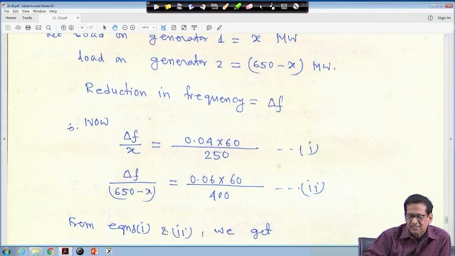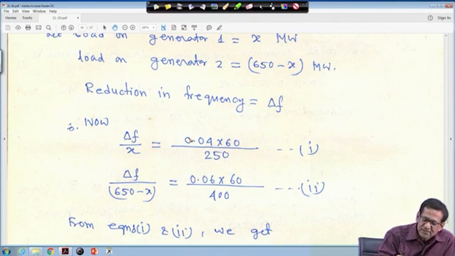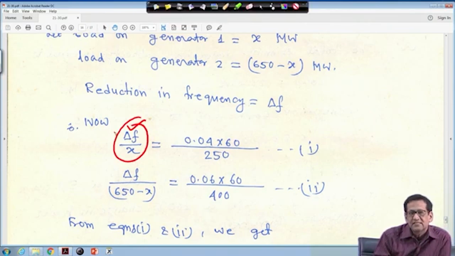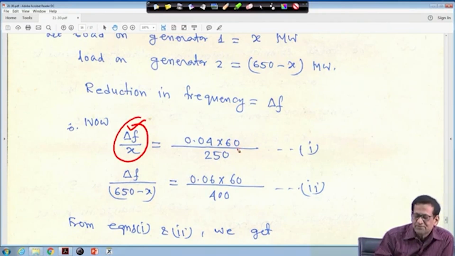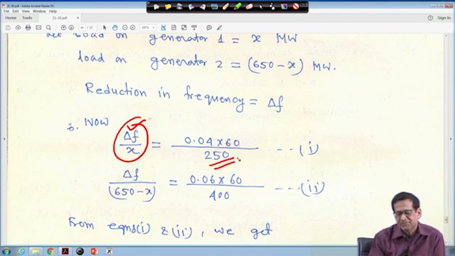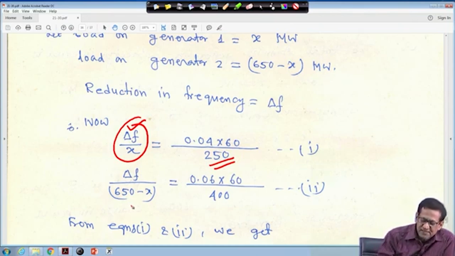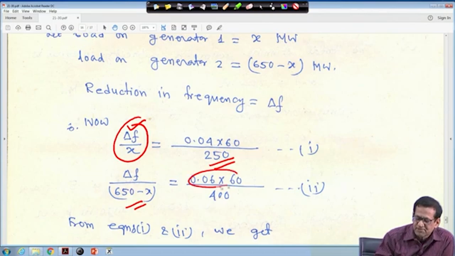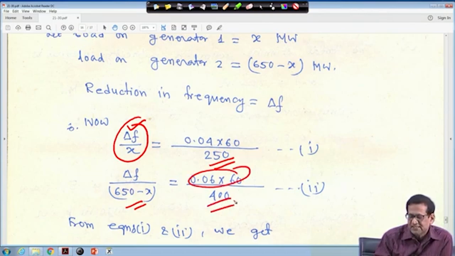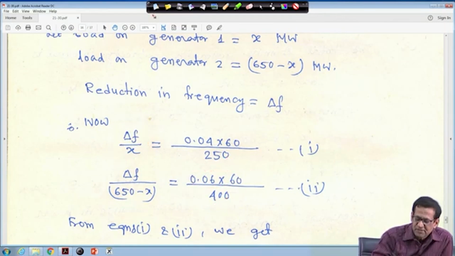Therefore, we can write for the first generator, whose droop characteristic is 4%: delta f by x is equal to 4% of the nominal frequency, which is 60 hertz, divided by its rated capacity. This is one equation. Similarly, for the second generator, delta f upon 650 minus x is equal to 6% of the nominal frequency divided by its rated capacity. Therefore, you solve these two equations for x.